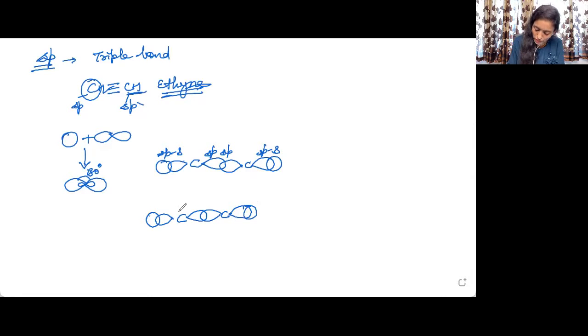Now, how to show that? This is one unhybridized p orbital. This is the unhybridized p orbital of the other carbon. And I will now change the color of my pen to show you the second orbital. So here it is. Now they will be undergoing sidewise overlapping. The two unhybridized p orbitals on both the carbon atoms on one axis will be overlapping together, and on the other axis they will be overlapping together.